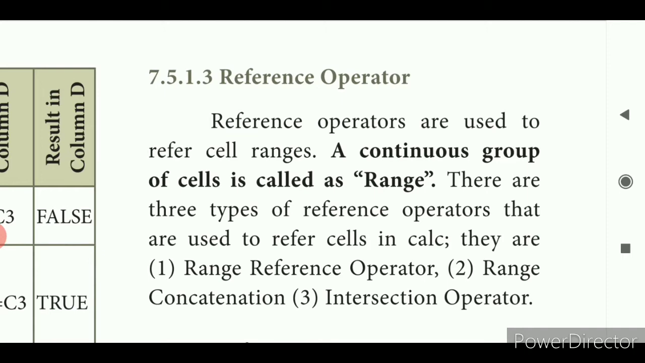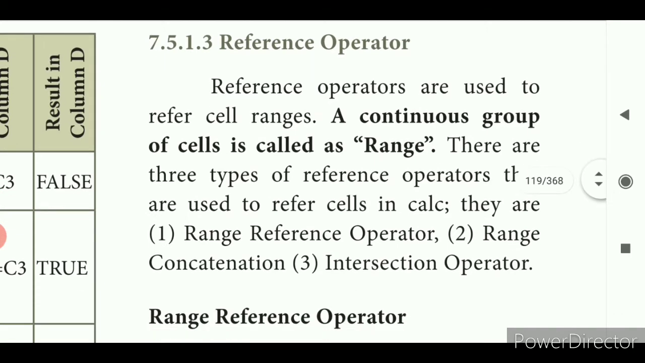Cell range means what? A continuous group of cells is called a range. Continuous group of cells means, in case you are going to add from B3 to E3, so B3, C3, D3 and E3, this continuous group of cells is called a range. So here you are using B3 colon E3. What does it indicate? From B3 to E3, it will add the value of B3, then C3, then D3 and the E3 value.